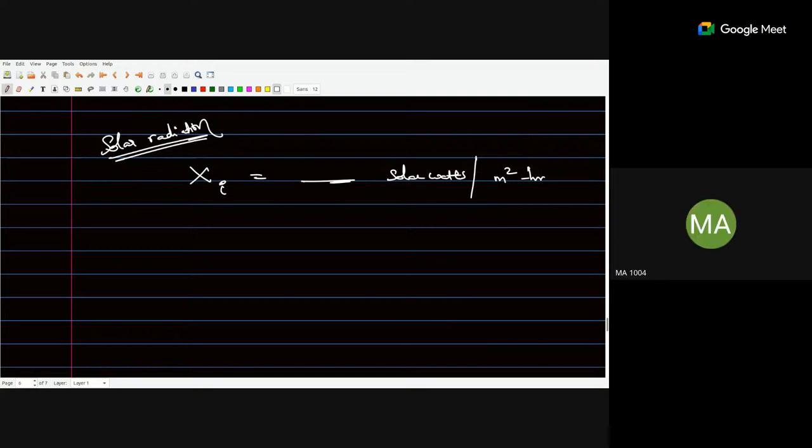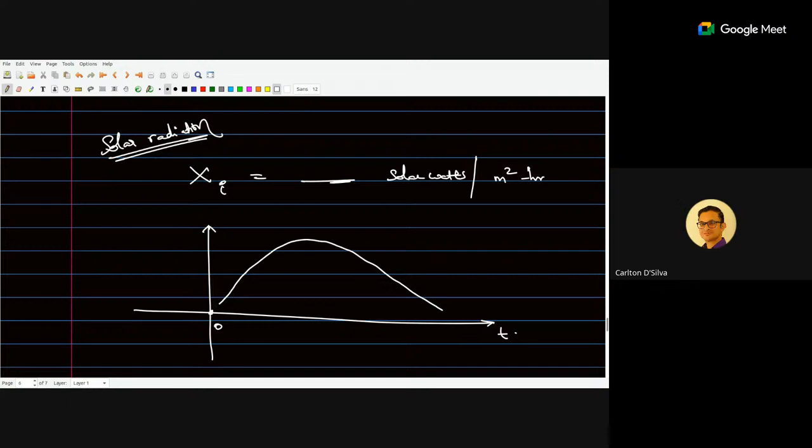Meter square and hour. Yes. Because you'll have the solar radiation that gives you so many watts. It's for a meter square, and it'll be in that hour. So throughout a day, if I plot something with respect to time, it will start at zero and then it'll go up and then it'll come down. So something sort of normal.